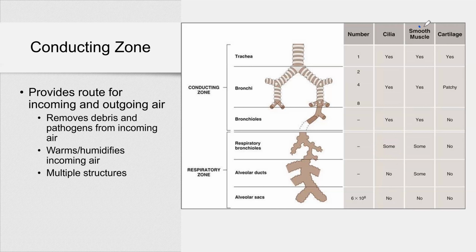Also interesting, if you look at smooth muscle and cartilage, we have a lot of cartilage in the trachea, and we have cartilage in the bronchi, but the amount of cartilage decreases. In the respiratory bronchioles, alveolar ducts, and alveolar sacs, you do not have cartilage. So the amount of cartilage decreases when you go from larger tubes to smaller tubes, and starting with the smaller bronchioles, you do not have cartilage anymore. However, you still have some smooth muscle. In the alveolar sac, you don't have smooth muscle, and you do not have cartilage.